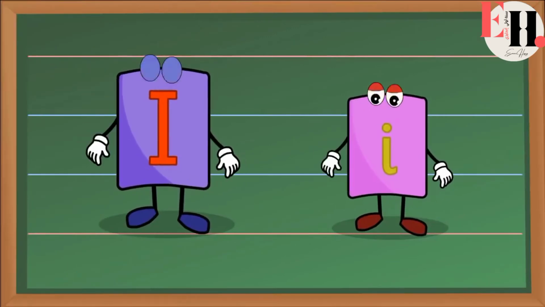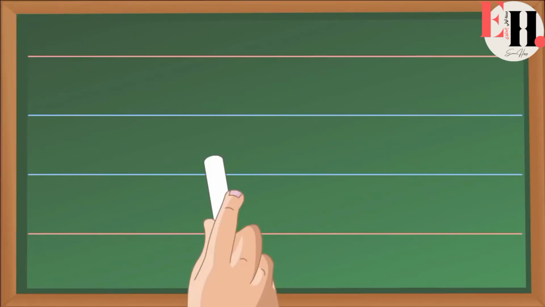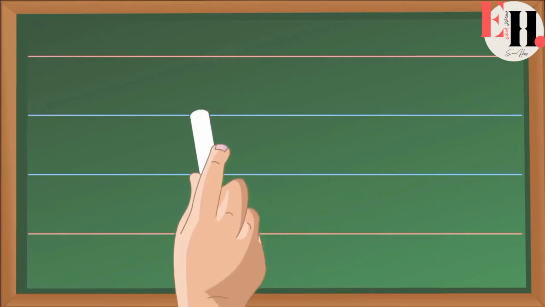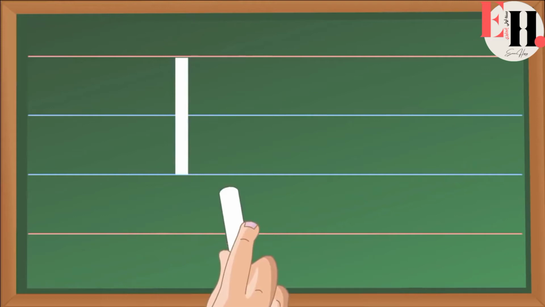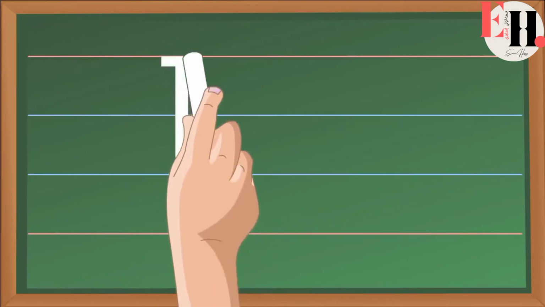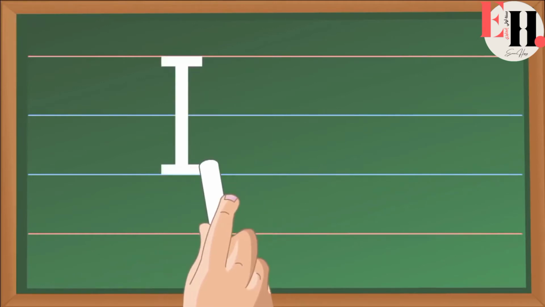I. Capital I. Start from the top and make one standing line down. Then make two small sleeping lines, one at the top and another at the bottom.